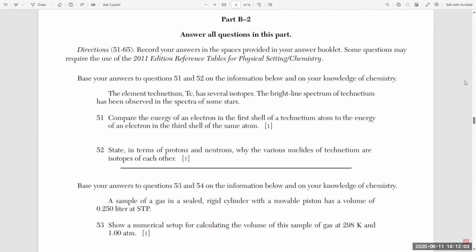Question 51. The element technetium, Tc, has several isotopes. The bright line spectrum of technetium has been observed in the spectra of some stars. Compare the energy of an electron in the first shell of a technetium atom to the energy of an electron in the third shell of the same atom. So we're looking at the energy of an electron in the first shell versus the third shell. And what do we know?